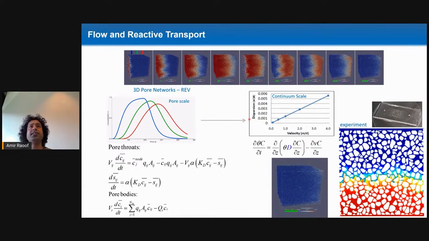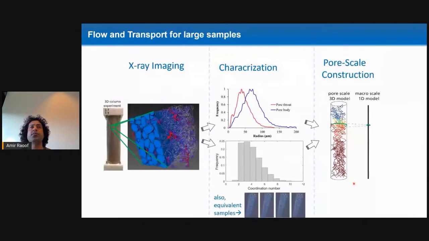So this is now a simple stage, where you have the pore spaces all filled with one liquid, and then you have a tracer transport in them. And once again, as I mentioned, you get your sample, you perform X-ray tomography, you have its pore spaces, you can use it directly for pore network modeling or analysis, or you can make equivalent samples from that and then do modeling.